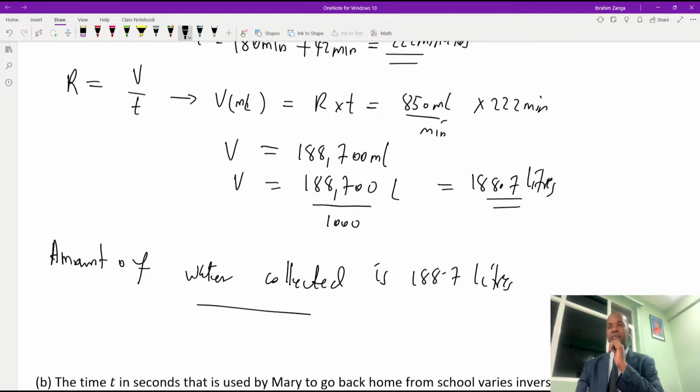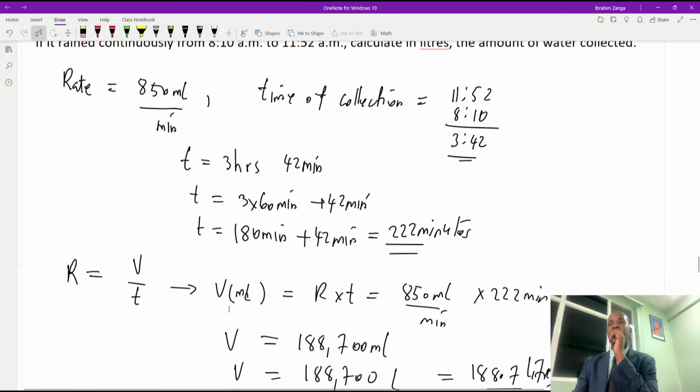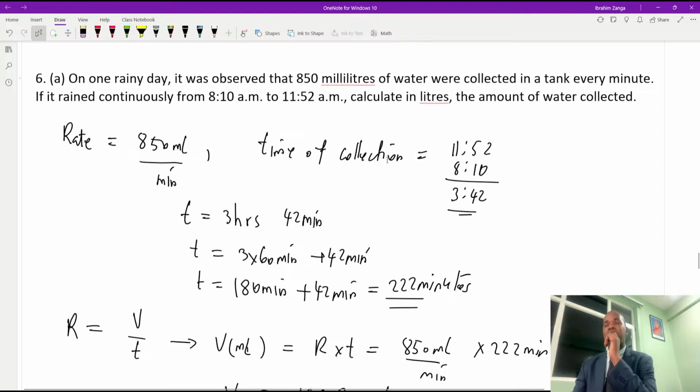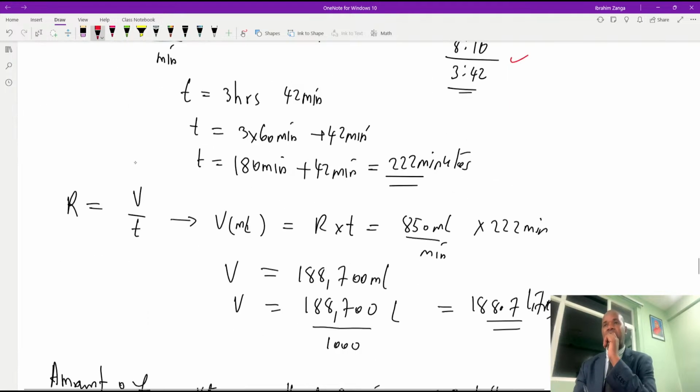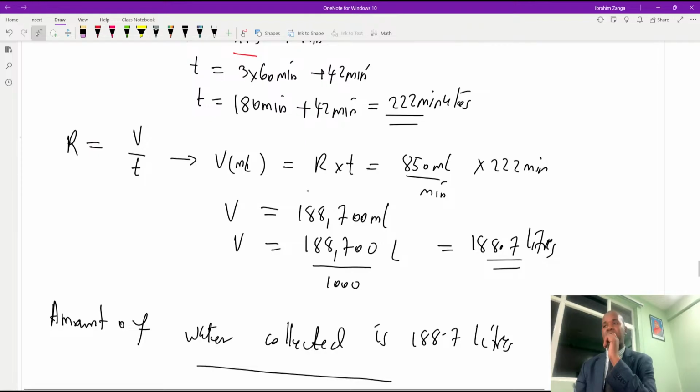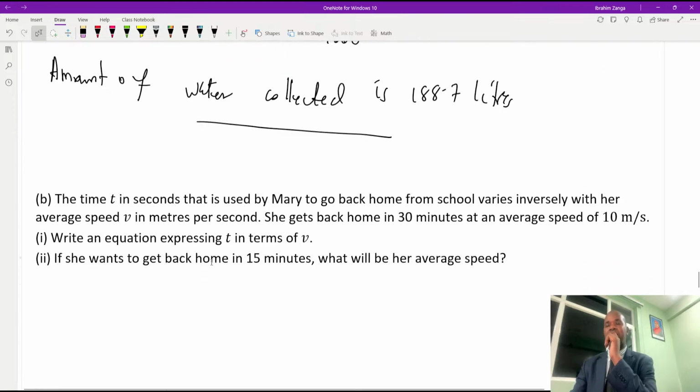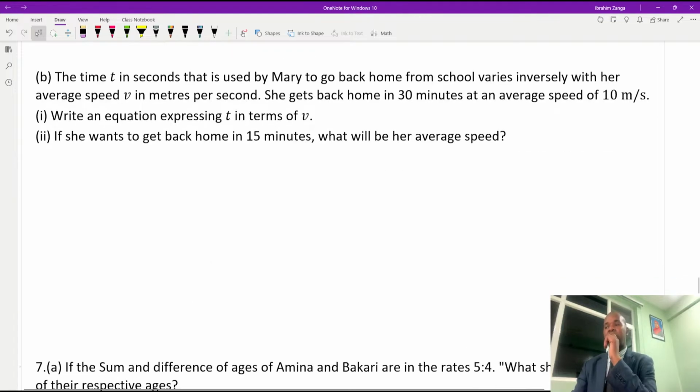So it's important actually to know the rate, to know how to calculate the time. Then later on, you have to know how to convert hours into minutes. And then later on, you are going to convert milliliters into liters. And that is how you'll get actually the last answer. And now we are jumping to the last part. This is question number 6, part 2, and that is part B, dear students.